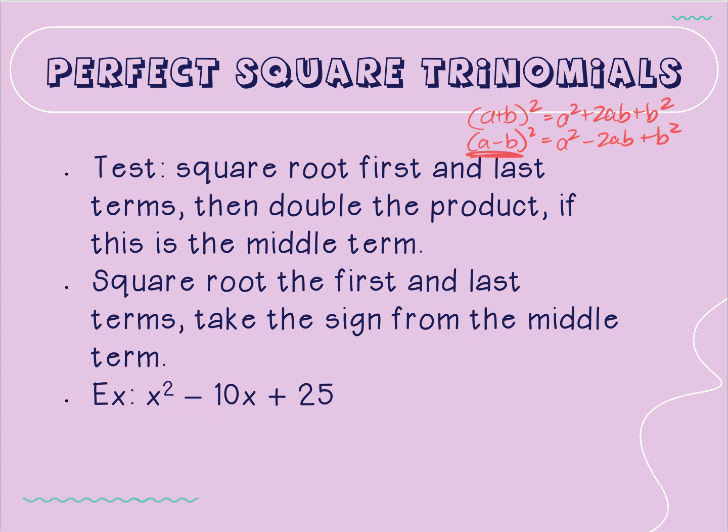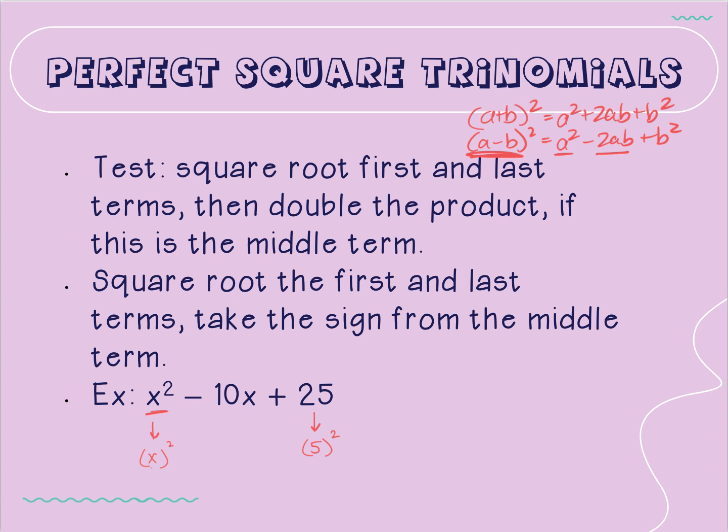So how can I apply this? Well, I can look and see, is the first term of my trinomial something that has a square root? And yes, it's x squared. Is my last term something that has a square root? And we're like, yeah, it's 5 squared, right? And then you're going to look at the middle term. Is the middle term 2 times the first term times the last term? 2 times the a times the b.